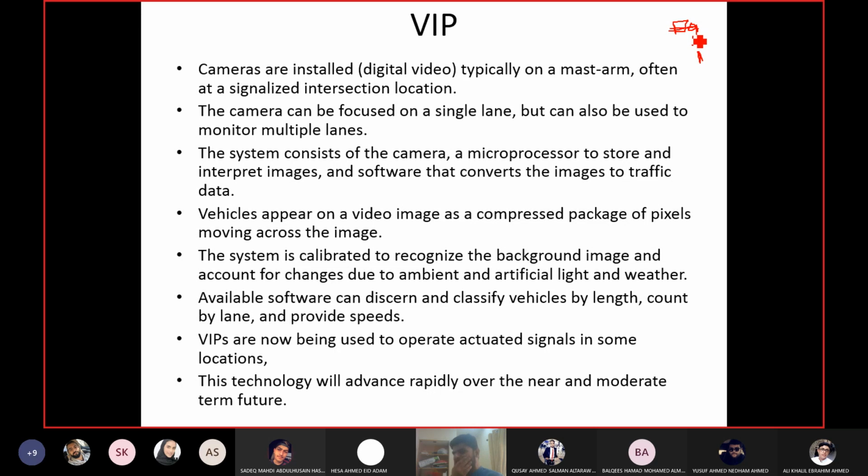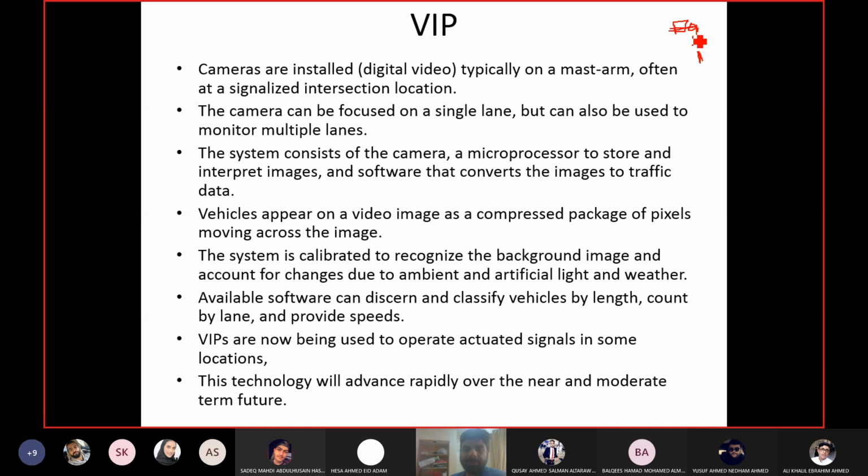Okay, because we are not concerned about the road itself, right? We are concerned about how many vehicles are passing on the road. So the microprocessor, like I said, like the face detection, will detect the presence of the vehicle in the video and will count it. Okay, and then later on you need software that can work with the microprocessor to convert the image data into traffic data. Okay.